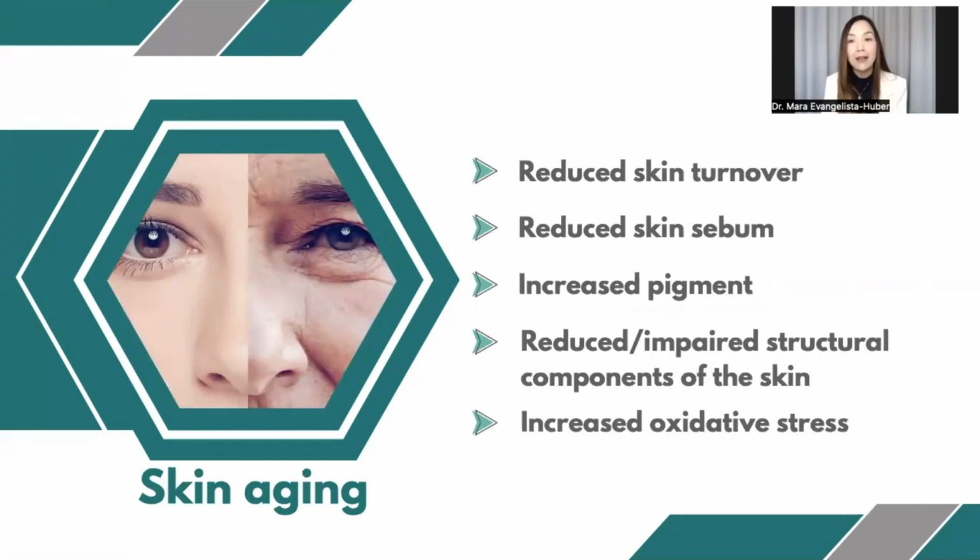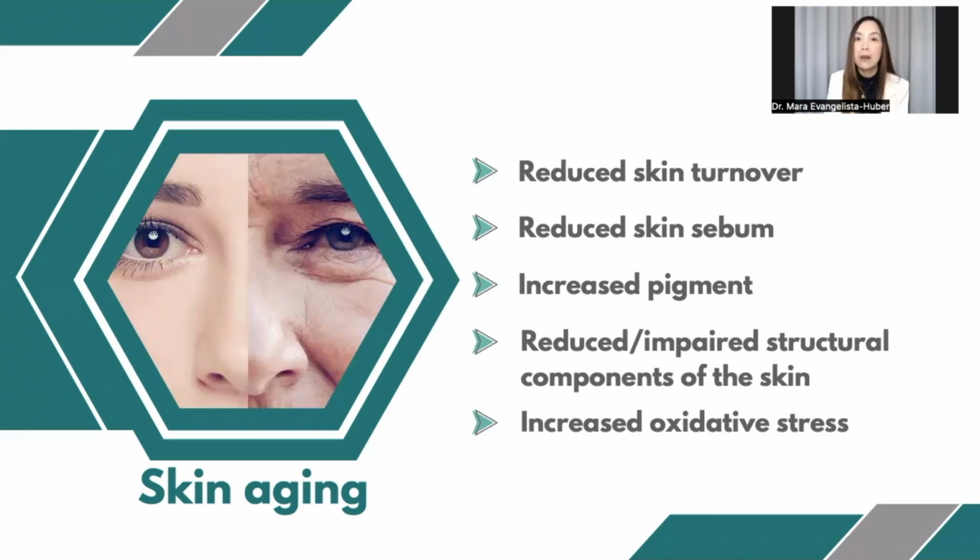Now, going back to skin aging, it is also multifactorial. I'm not even including here the changes beyond the skin. One of the changes is a reduced skin turnover, meaning your skin doesn't renew itself as quickly as it did when you were younger. There's also a reduction in skin sebum. That's why the skin can be prone to dryness as you age. There can also be an increase in pigmentation, especially in those with darker skin tones.